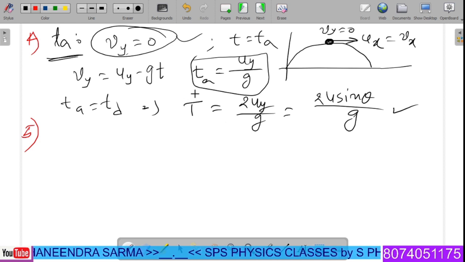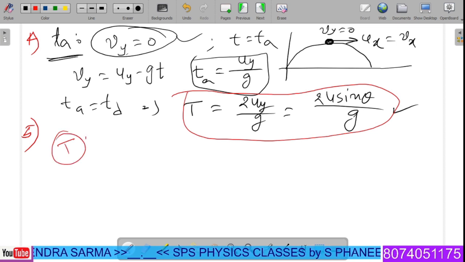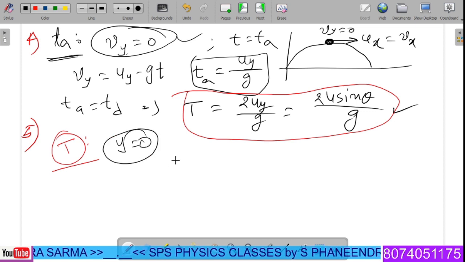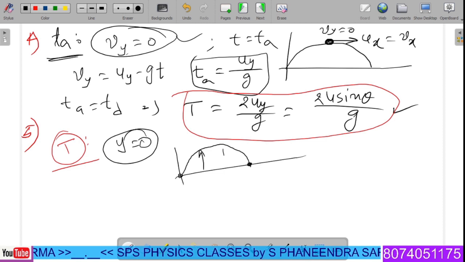we may get a doubt, sir, how this one? Let us see one more way. So let us see the fifth one. Total time of flight means what? Total time of flight means vertical displacement becomes zero. So how? When the object is projected, it goes up and then comes down. Therefore, initially the vertical displacement is positive. Upon reaching maximum height and then falling down, the total displacement becomes zero.